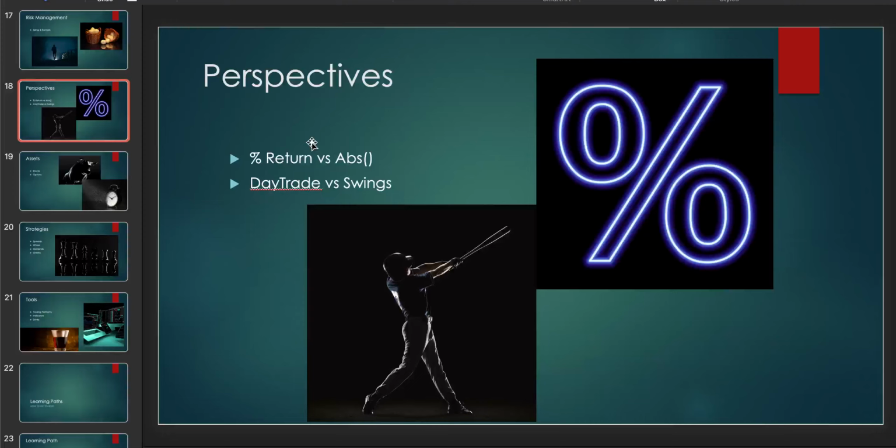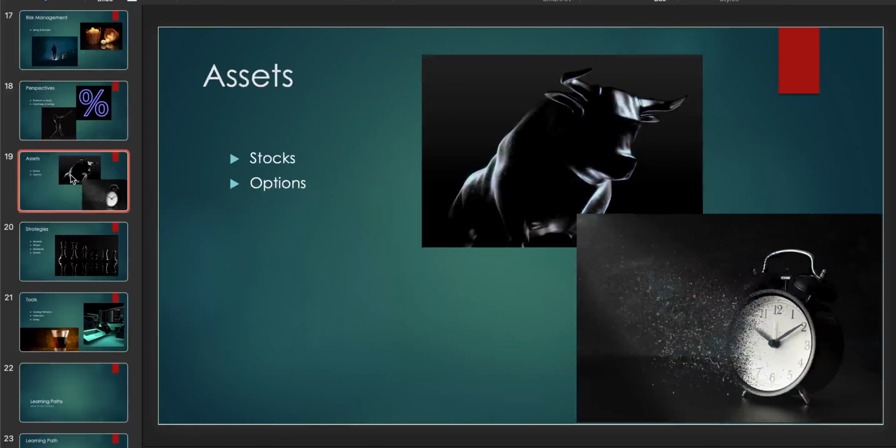We talk about perspectives. When you take on a trade, do you want to look at percent or absolute? Definitely want to look at percent return. And once your trade reaches a certain percent return, then you begin to scale out or exit the trade completely. You have to look at trades from different perspectives. There are day trades, and then there are swings, which are longer term trades. There's assets that differ depending or are more or less suitable depending on the type of investor that you are.